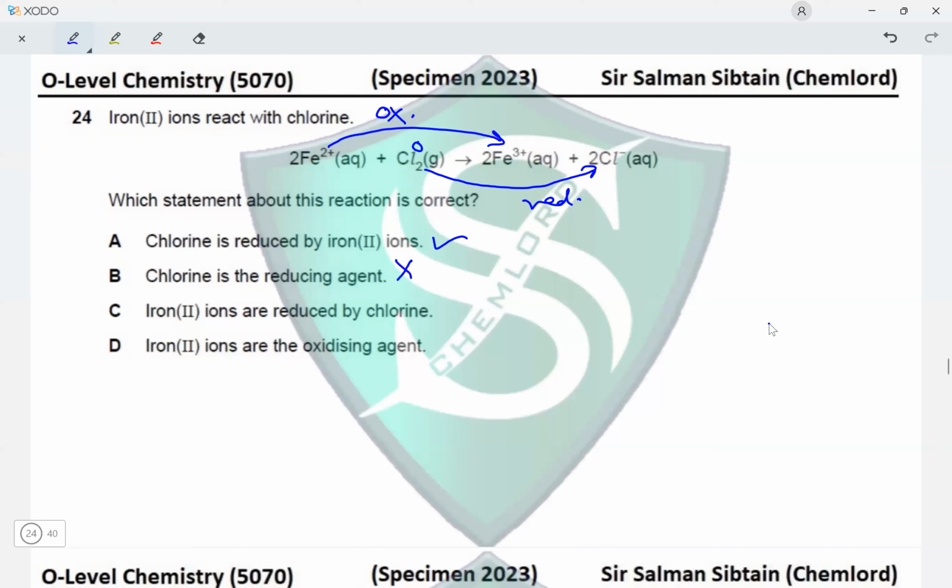Option C, iron 2 ions are reduced by chlorine. Change in oxidation number is from +2 to +3. That means loss of electrons is taking place, which means iron 2 ions are being oxidized by chlorine. Option D, iron 2 ions are the oxidizing agent. If iron 2 ions were the oxidizing agent, they themselves would have undergone reduction. Since they are undergoing oxidation, it means that iron 2 ions are acting as reducing agents, not oxidizing agents. So this is also incorrect. As a result, option A is the correct option for this question.